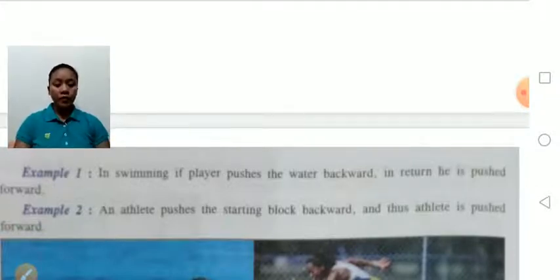Or at the time of walking, when a person walks on the road, he pushes the ground backward, and the ground exerts an equal and opposite force on the person in the forward direction. This is the third law of motion.